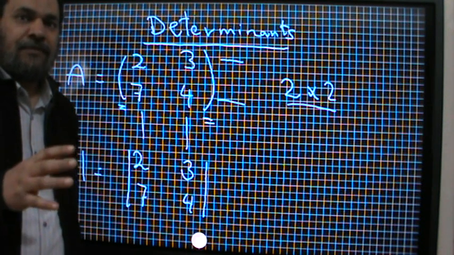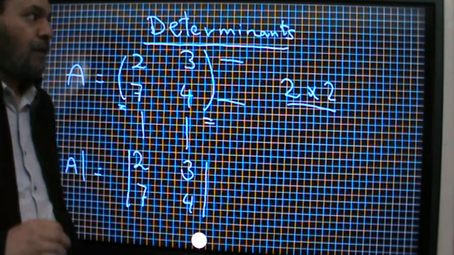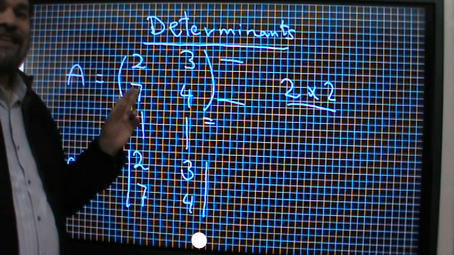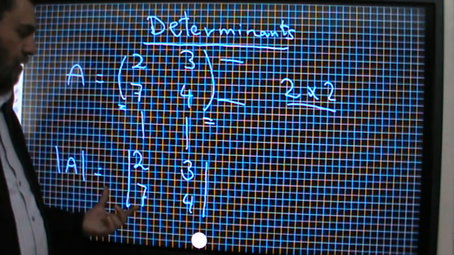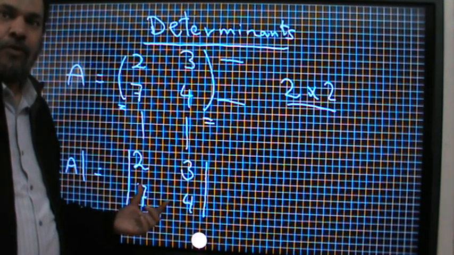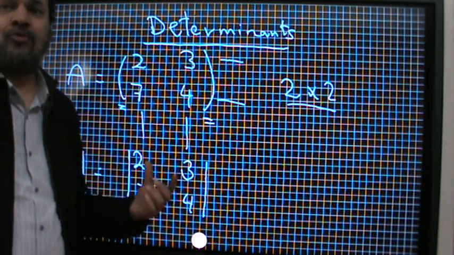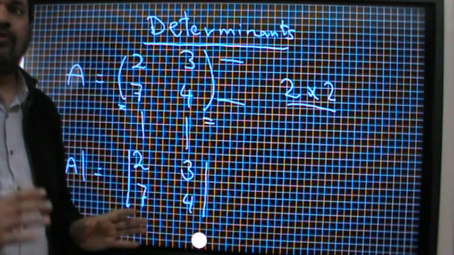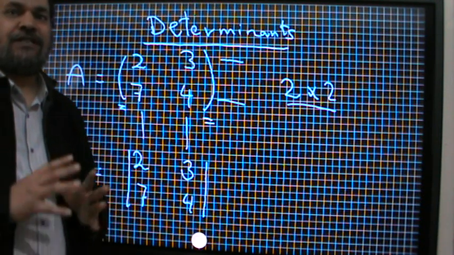We have some differences between them. The matrix has no value, but the determinant, you can get its value by expanding it. How to expand it? You have a rule to get the value of this determinant.